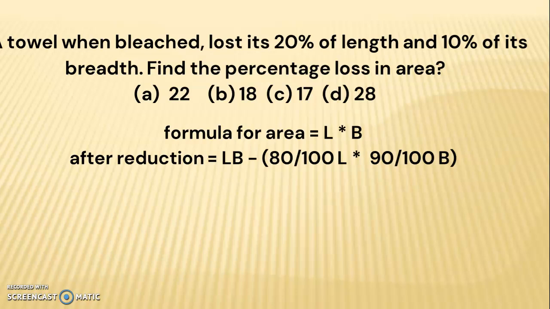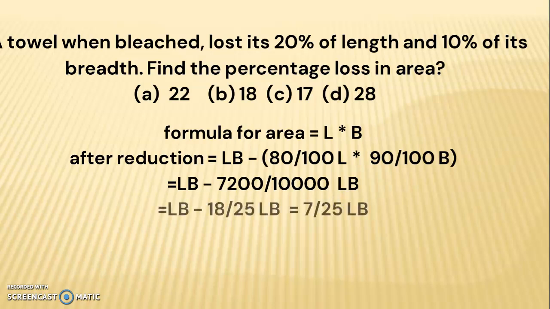So area formula is length into breadth minus. If it lost 20 percentage length, what is the remaining length? 80 by 100 into L. Like that, it lost 10 percentage of its breadth, means remaining breadth is 90 by 100 into breadth. If you multiply 80 into 90, you will get 7,200. Denominator 100 into 100, it will become 10,000. So LB minus 7,200 by 10,000 LB. If you simplify that, it will become LB minus 18 by 25 LB, which is equal to 7 by 25 LB by simplifying the equation.